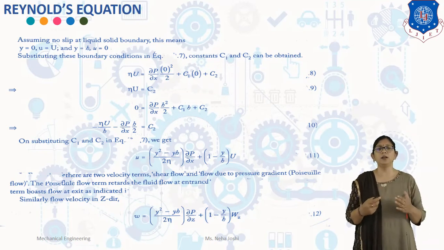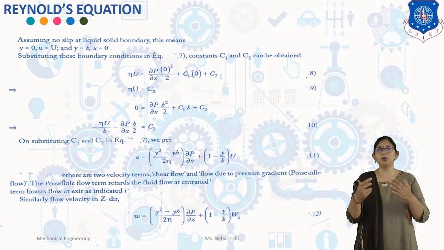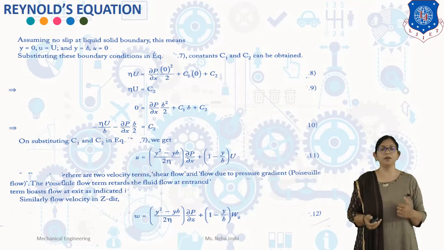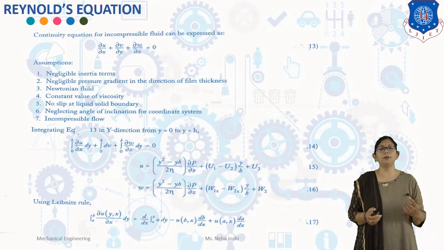Okay, so similarly, the flow velocity in z direction, we can get the equation: w is equal to (y² − yh) upon 2η ∂p/∂z plus (1 − y/h) into w_z. Now the continuity equation for incompressible fluid can be expressed as ∂u/∂x plus ∂v/∂y plus ∂w/∂z, which is equal to 0.